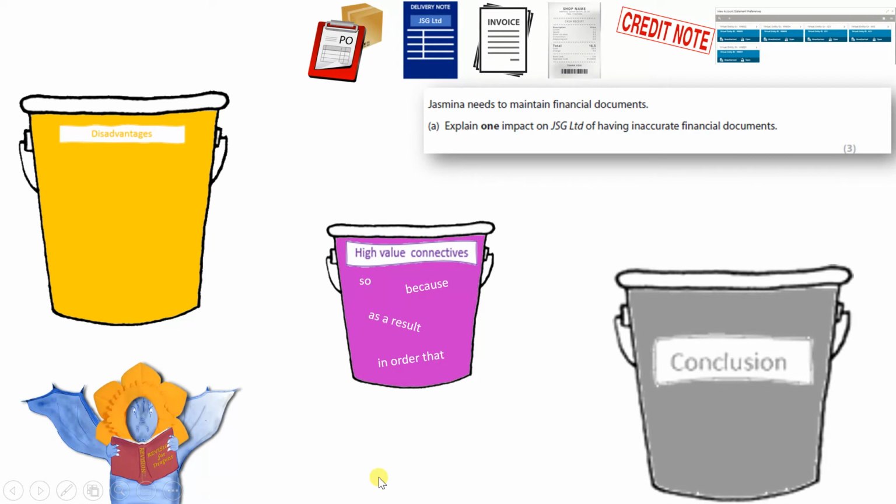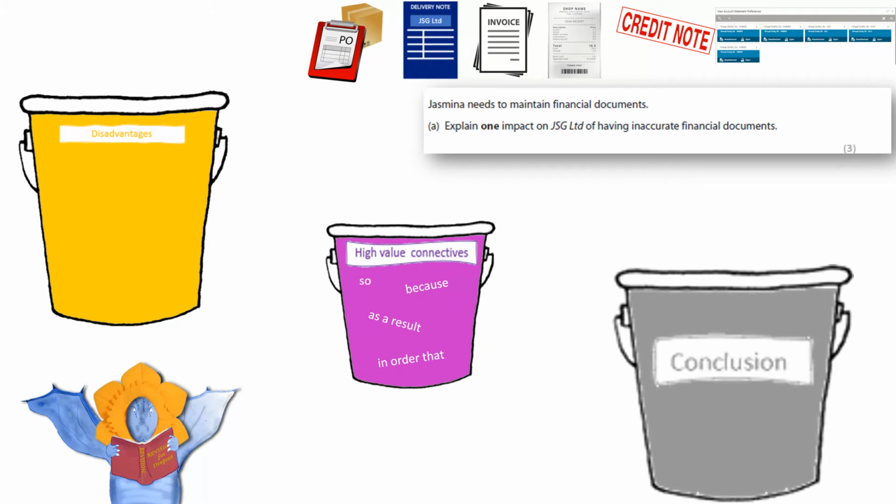The question doesn't actually talk about which financial document, so it could be any of them. So we can't make an assumption. You can't suddenly make the question all about an invoice. You're not allowed to name it. You've got to talk about any and all financial documents. So what could happen? Well, we're looking at the negatives and disadvantages.